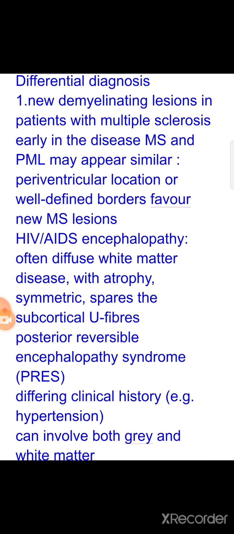The third differential is posterior reversible encephalopathy syndrome, in which there is involvement of both gray matter and white matter, and there is a history of hypertension.